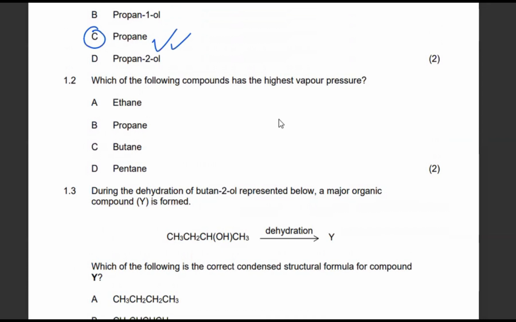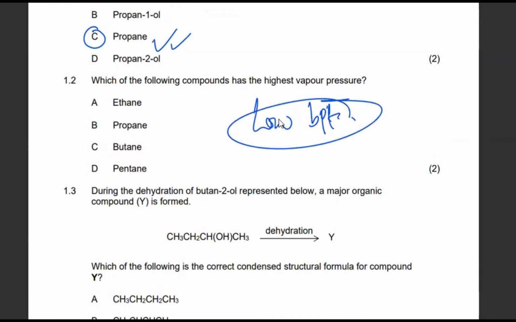They're saying, which one of the following compounds has the highest vapor pressure. When you talk about the highest vapor pressure, it means that it must have the lowest boiling point. Then automatically it will have the highest vapor pressure. If you look at this, this is 2, this is 3, this is 4, and this is 5 carbons. So automatically the one which has the lower number of carbons has the lowest boiling point and has the highest vapor pressure. So the answer becomes A. A becomes the most correct answer.